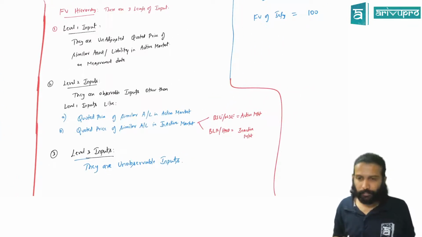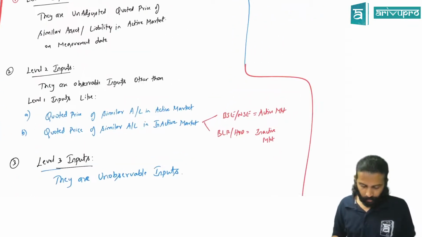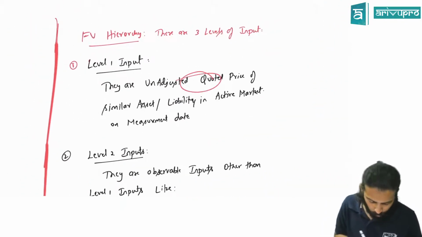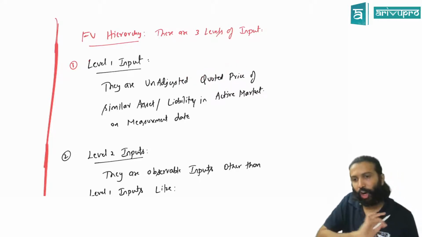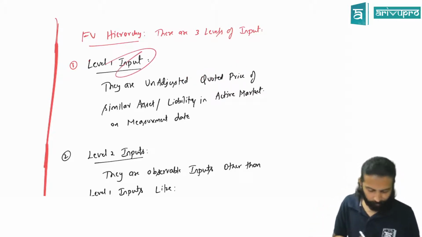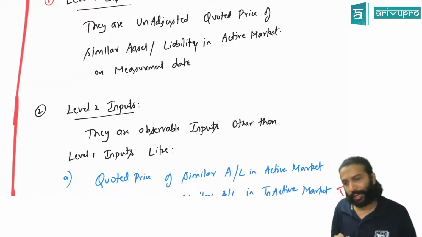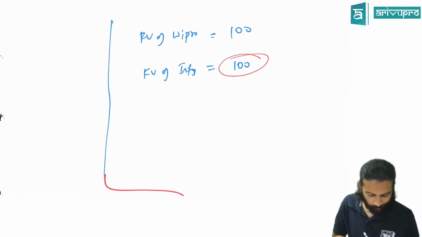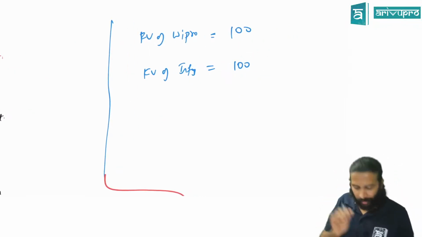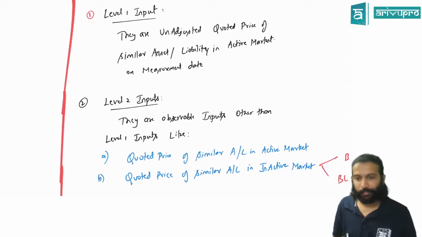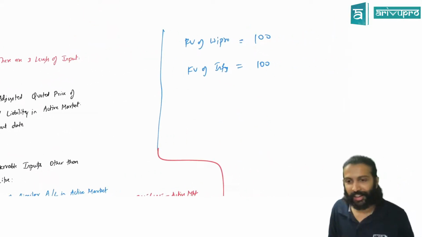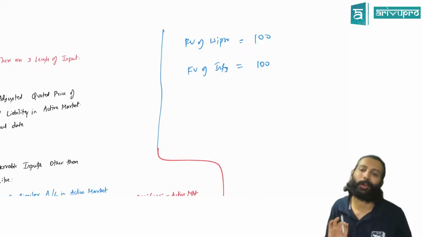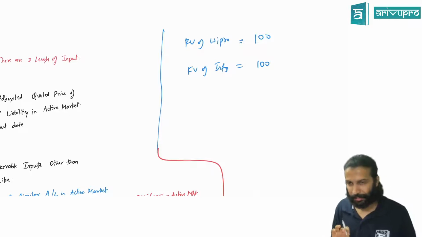Easy now? It's a simple thing. If you are using the quoted price of similar companies and not doing any adjustments, it is a level 1 input. If you are using the quoted price of similar assets in an active market but doing adjustments, like here I can't take Infosys's price as it is and have to do some adjustments, then we call it level 2 inputs. If you are using the quoted price but in an inactive market, again it is level 2 inputs. Got it? As simple as that.